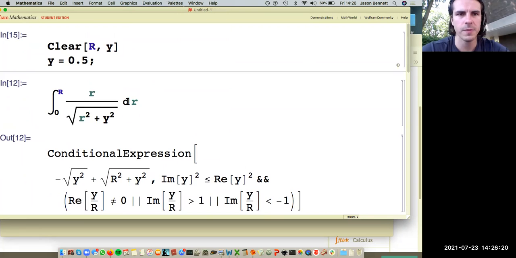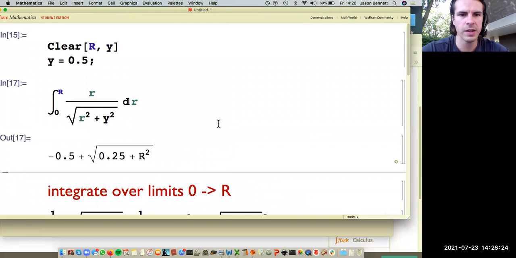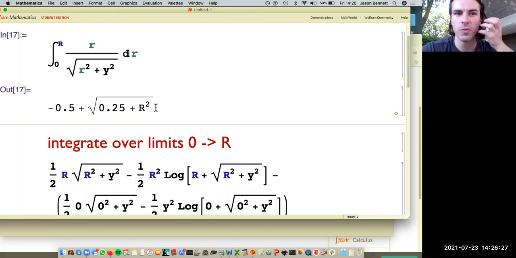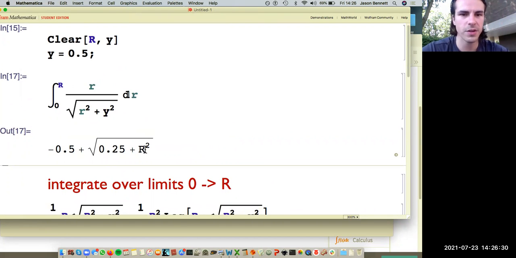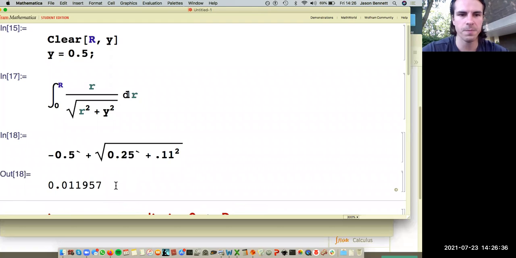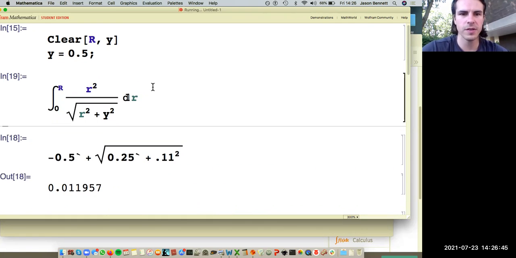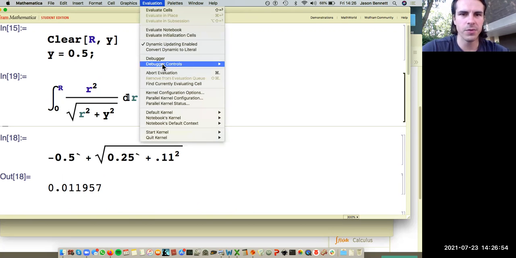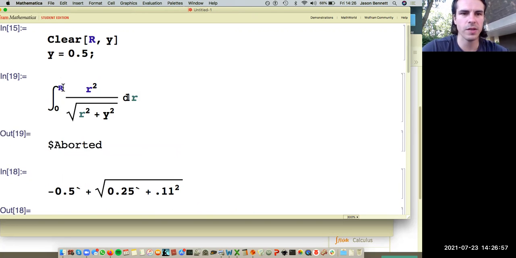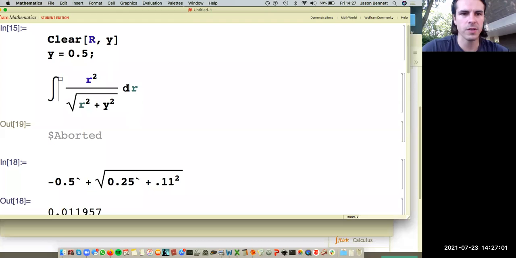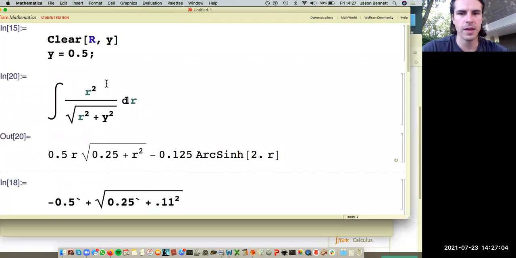I'm going to say y is 0.5, and I'm going to do this again, and that's really weird. So all we have to do here is plug in the value of R we have, which is 0.11. And then we have that value. But for some reason, if I do this, the computer doesn't think it's fun. It will run for hours and it just depletes my battery. So let's stop that. So what I did instead was I got rid of those. So I made it what's called an indefinite integral. And that it could do, actually.